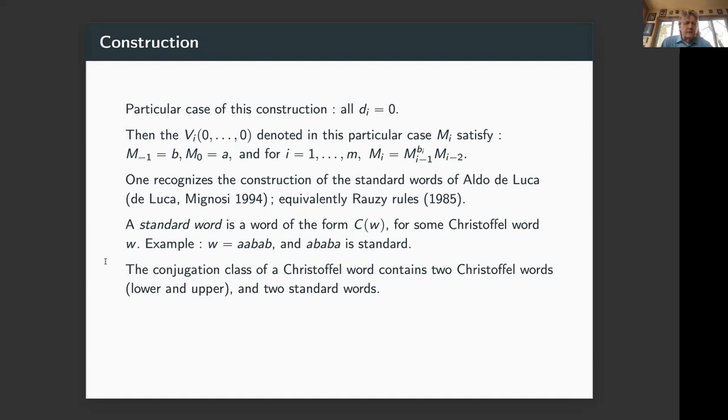Now let me recall properties which are well known: in the conjugation class of a fixed Christoffel word, you can find two Christoffel words, the lower and the upper. I didn't define upper Christoffel words, but it's obtained in the geometric definition: you replace the path under the diagonal by a path above the diagonal. And so the conjugation class contains two Christoffel words and also two standard words.